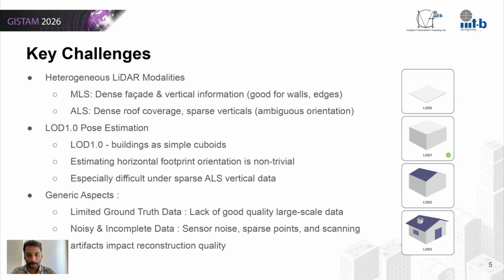Second, LOD1 pose estimation. At LOD 1.0, the buildings are represented as simple cuboids. So essentially, a rectangular footprint extruded to a certain height. But estimating the correct horizontal orientation of that footprint is not a straightforward process, especially when vertical cues are weak, as in ALS data. And more generally, we deal with limited ground truth data at scale, along with noisy and incomplete point clouds caused by sensor noise and other scanning artifacts. So all of these factors directly impact the reconstruction quality.